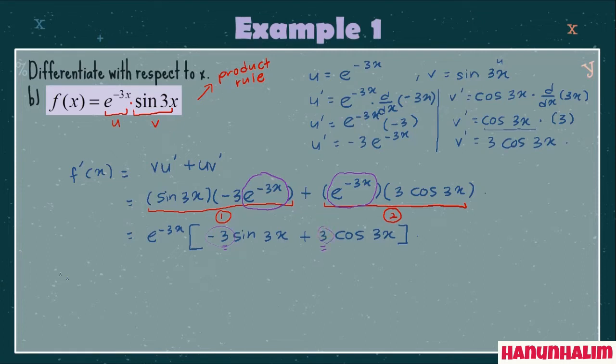So when we factorize negative 3 e to the power of negative 3x, the first house is left with sin 3x. The positive 3, when we factorize negative 3, becomes negative cos 3x. So this is our final answer for example 1b. Try to factorize one by one.